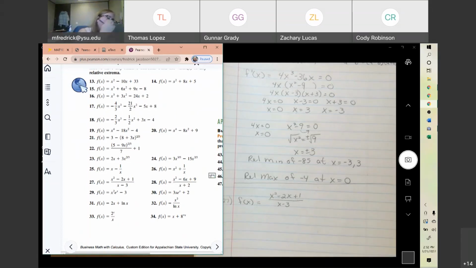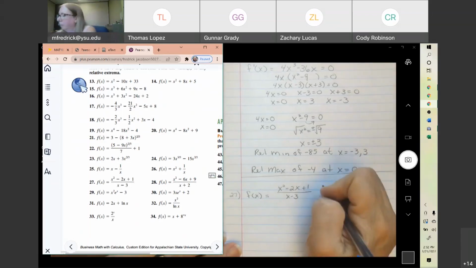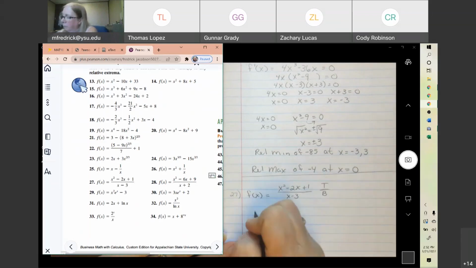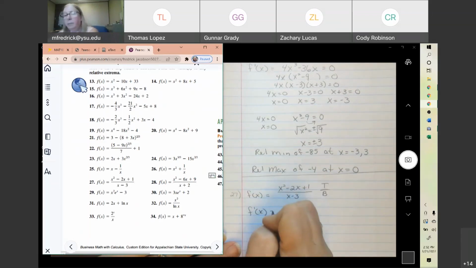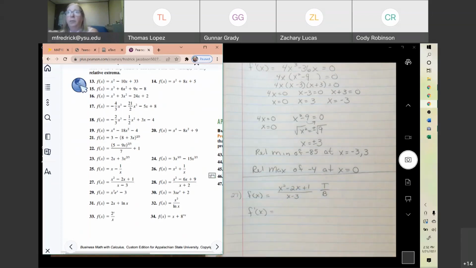Remember, the quotient rule is the bottom times the derivative of the top minus the top times the derivative of the bottom all over the bottom squared. So you need to be able to take the derivatives quickly because you have to find all the other stuff. And in a 50-minute exam, well, I'll give you a whole hour, but in a 50-minute exam, you're not going to finish it if you're spending too much time on the derivative.